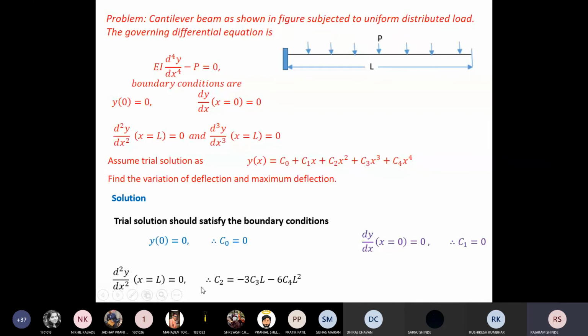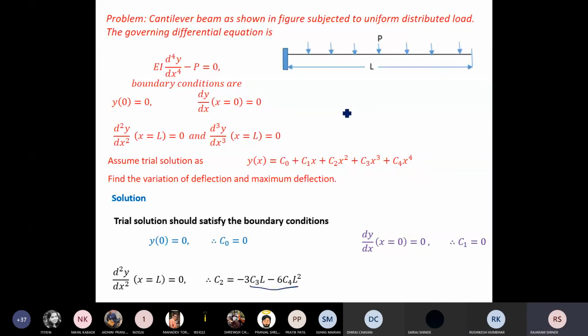Now for the third boundary condition, is it correct? You check what I have solved and this one. Is it correct? According to the third boundary condition. Rishikesh Kumbar, is this correct? Yes sir, it is correct.